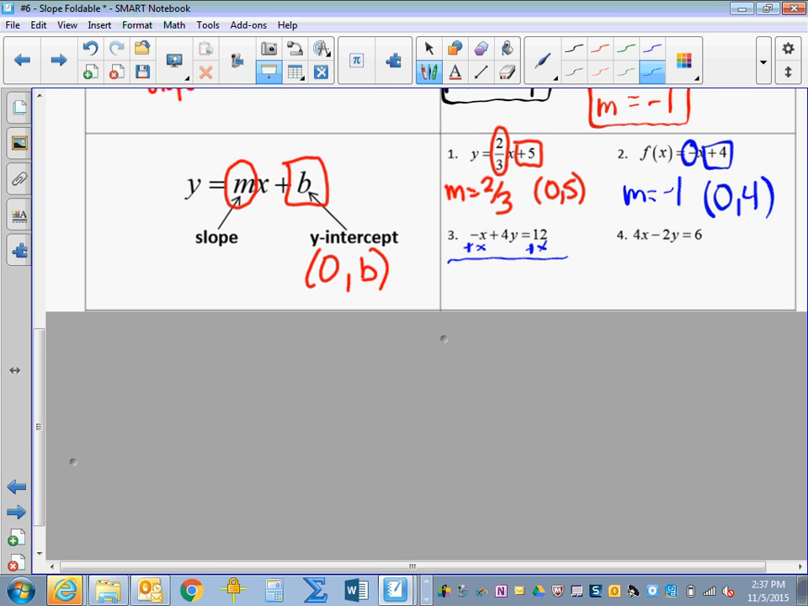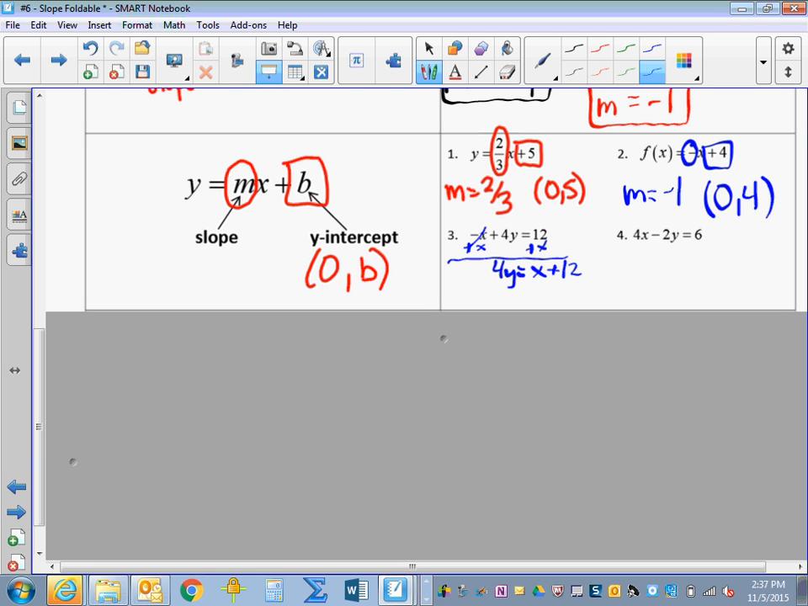Negative x plus x, right, it cancels out. That's 0. So I have 4y equals x plus 12. Remember how we told you we want you to practice writing the x first? This is why. We want you to write x first because that tells you your slope.